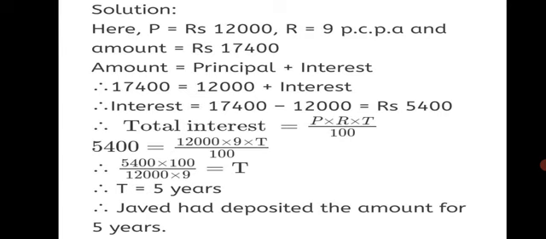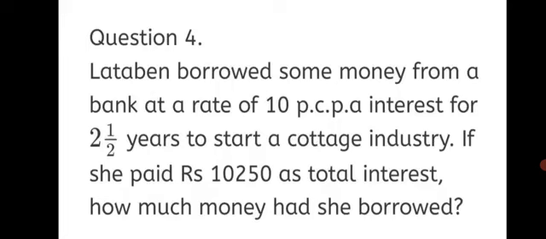So the same formulas you have to use, substitute the given values and find the answer of the remaining value. Okay. Question number 4. Lataben borrowed some money from a bank at a rate of 10 PCPA interest for 2.5 years to start a cottage industry. If she paid rupees 10,250 as total interest, how much had she borrowed?